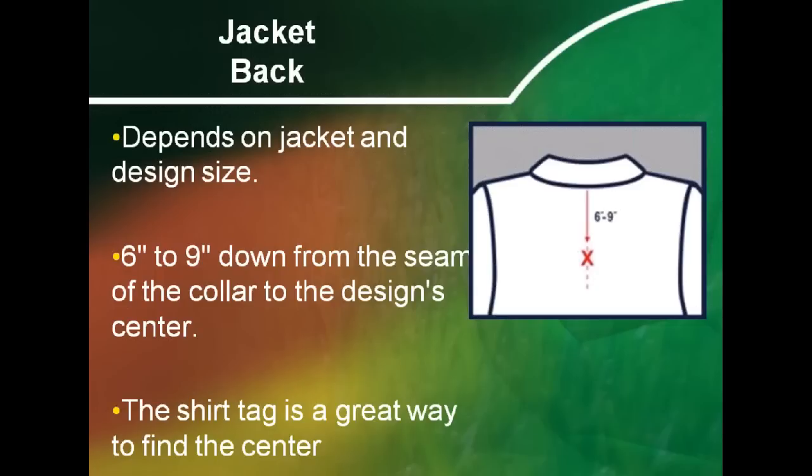But one nice guideline is 6 to 9 inches down from the seam of the collar to find the design center. And the shirt tag, like I said, is a great way to find the center of the shirt. One little tidbit I found is when I'm looking at the back of a shirt or a jacket, the center of the armhole typically seems to be a good center, maybe a quarter or a half an inch above it. You'll find that's usually, when you put it on, a great placement for the back of a jacket or a t-shirt.